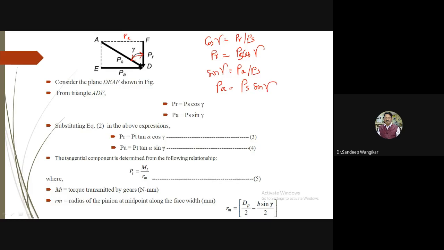But we don't want PR and PA in terms of PS. We do not have any formula to calculate PS. Ultimately, this should be converted in the form of PT. But we have PS is equal to PT tan alpha.